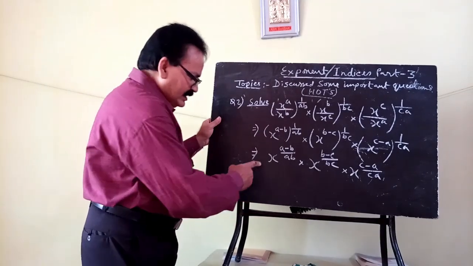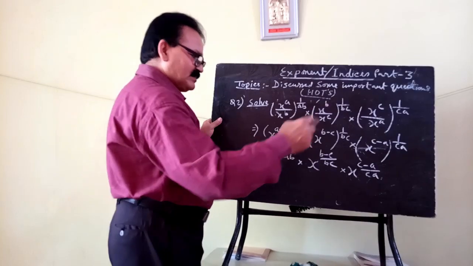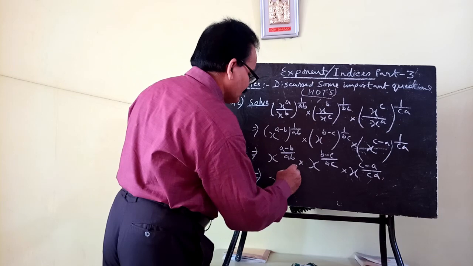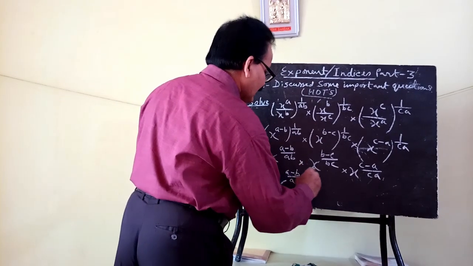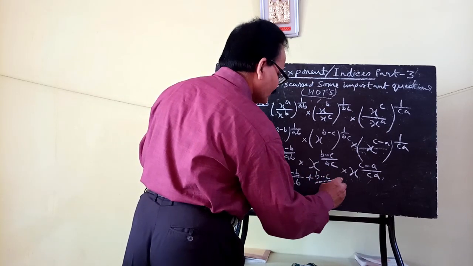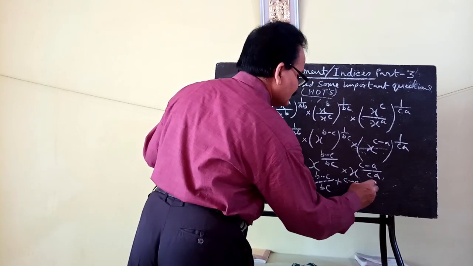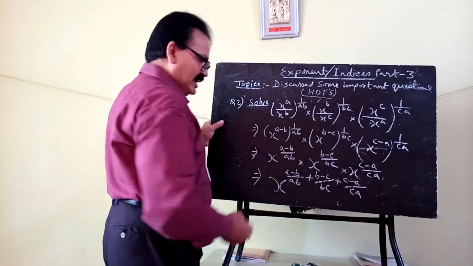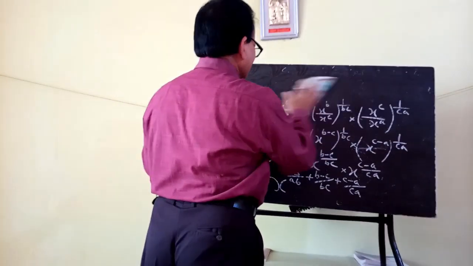Okay, you see again all these three have the same base, so the powers must be added. So in this case, this will be x to the power (a minus b)/ab plus (b minus c)/bc plus (c minus a)/ca. So all the powers are added.